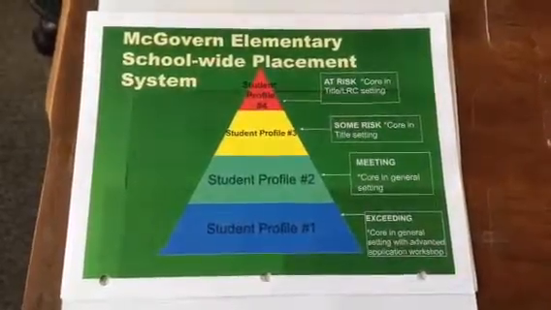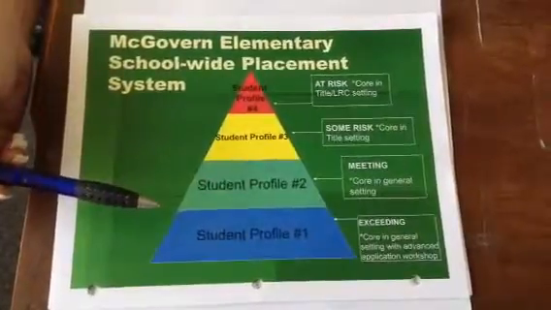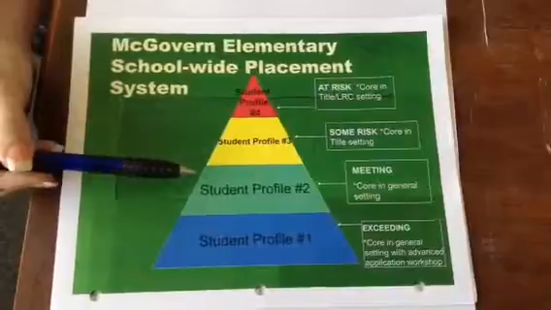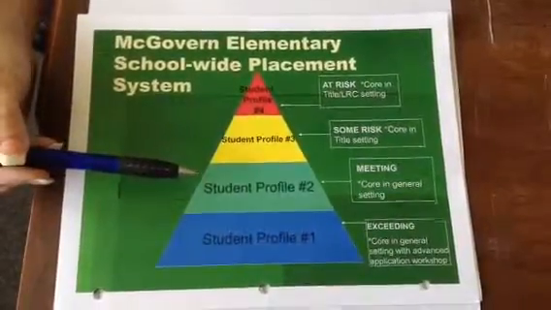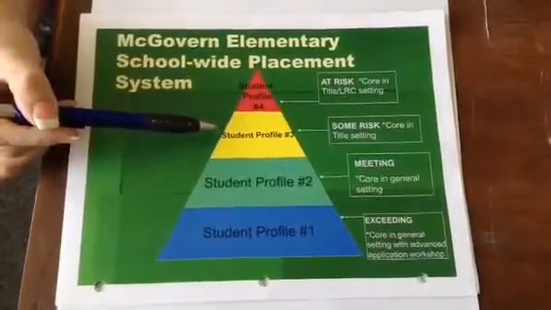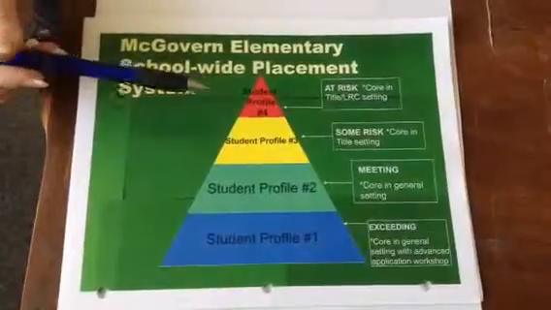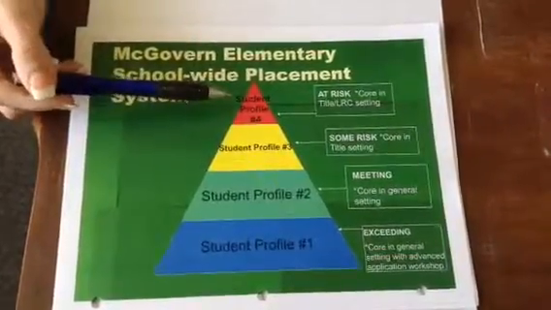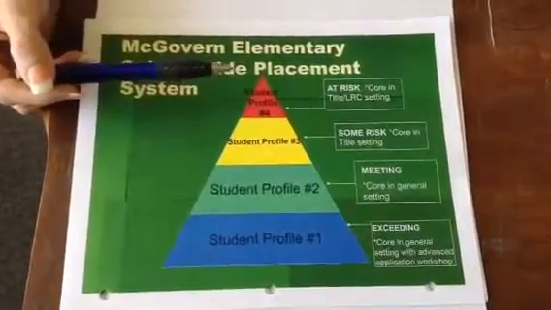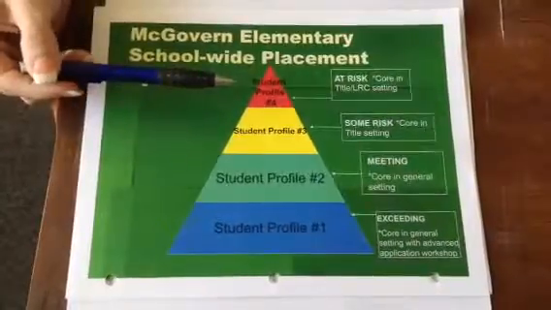As you can see, student profile 1 is exceeding. Core and general setting with advanced application workshops. Student profile number 2 would be meeting the core and general setting. Student profile number 3 would indicate that there is some risk and we are implementing Title services in their setting. And then student profile number 4 shows that these are the students that are at risk and they are having their core within Title or LRC settings.